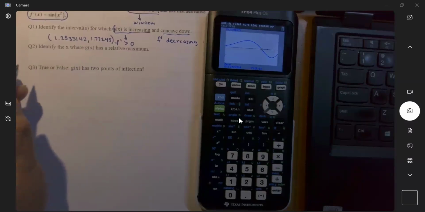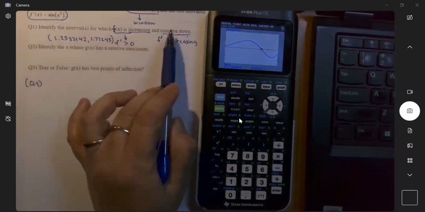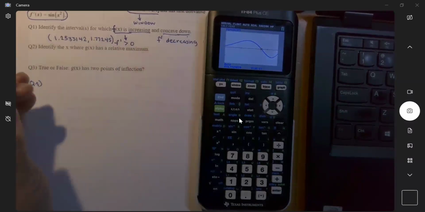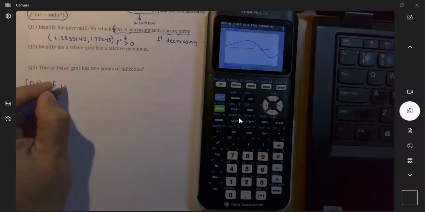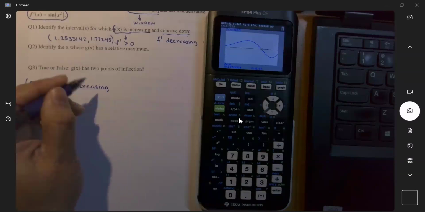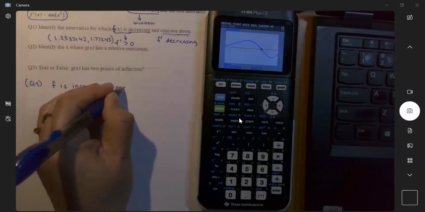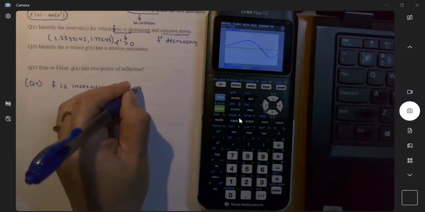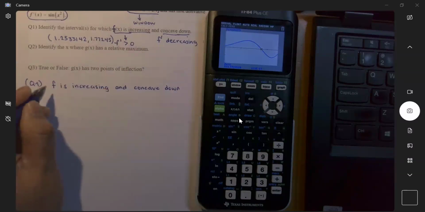So how will I justify this if they ask you to justify? Although this one is not asking you to justify your answer, I'm still going to do that anyway in case. I will say F is increasing. So always state what the question is. They want you to identify where F is increasing and concave down. So I'm just going to rewrite that. F is increasing and concave down in what interval?